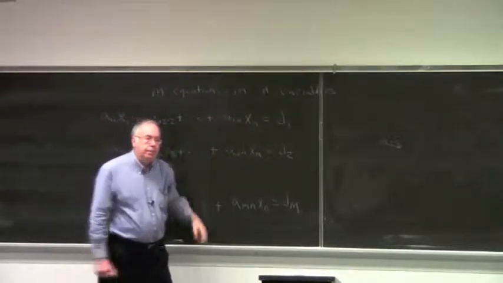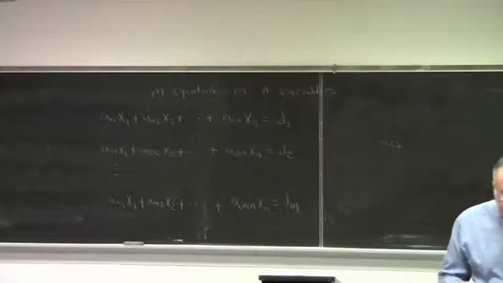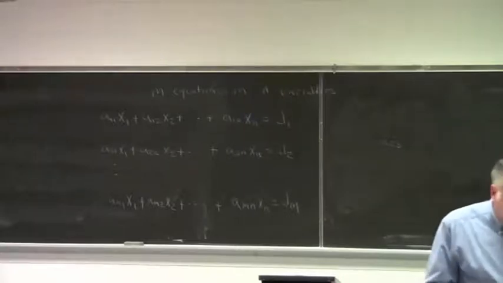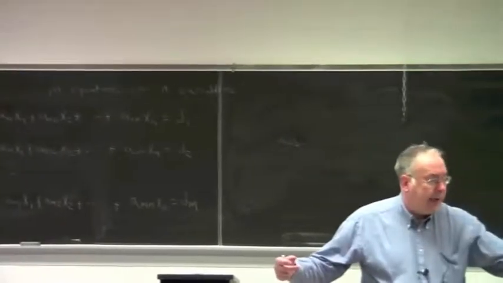Yes, Ben? It's a scalar. Aij. Yeah. The I subscript represents the row. The J subscript represents the column in which the term appears. And these aij terms, they are scalars. They're real numbers.